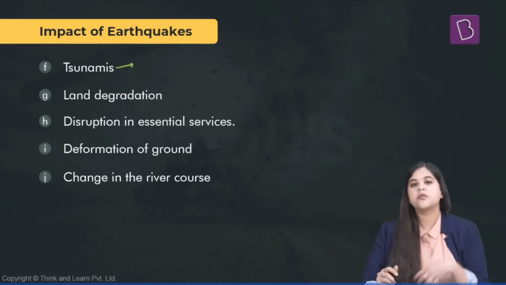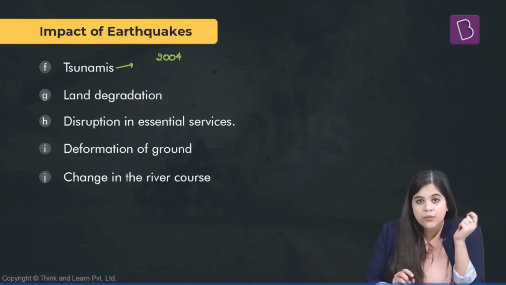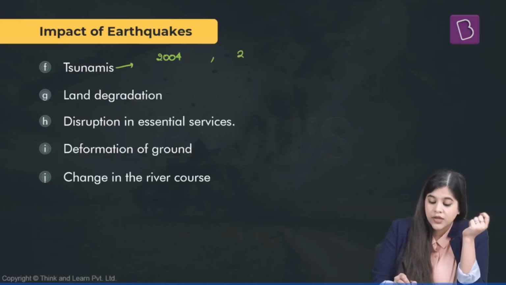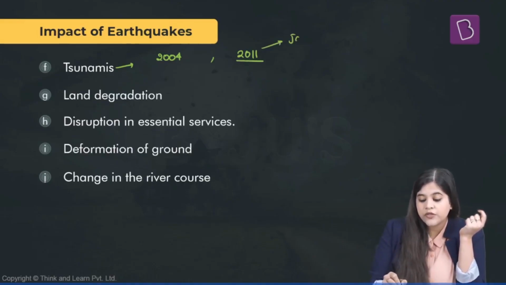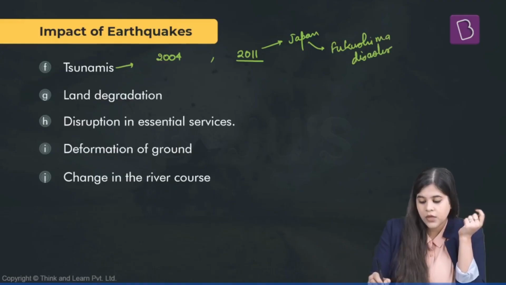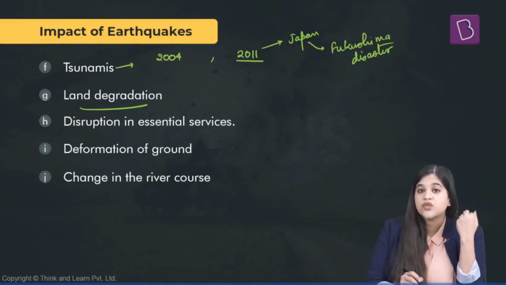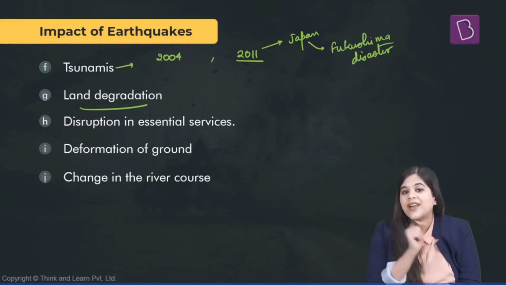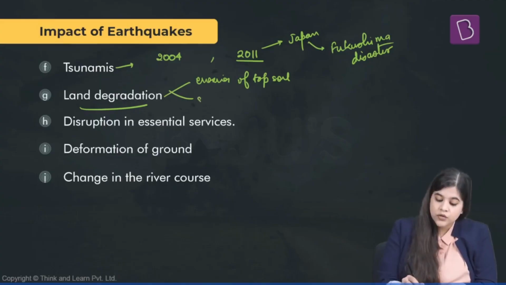Earthquakes can also be responsible for causing tsunamis. We know about the 2004 tsunami that hit the Indian subcontinent. We also know about the Great Tsunami of 2011 that hit the nation of Japan and caused the Fukushima disaster. Then the landslides that are associated with the earthquakes or even tsunamis can be responsible for some amount of land degradation. There can be the erosion of topsoil, or tsunamis can cause salt intrusions in the coastal areas.